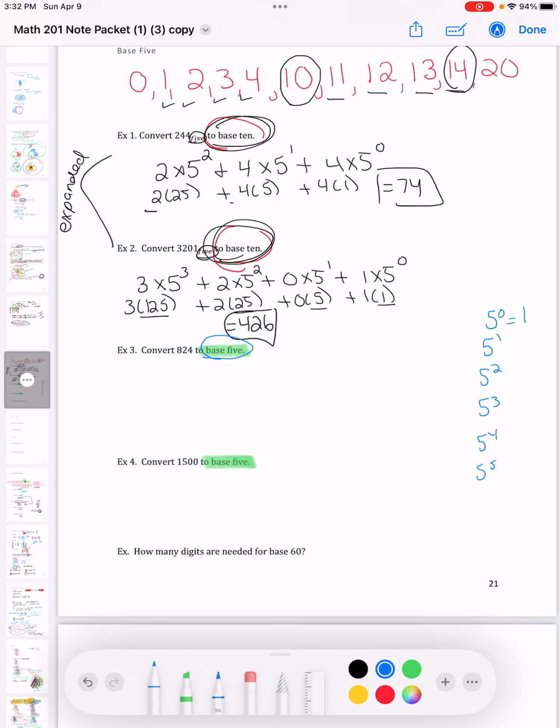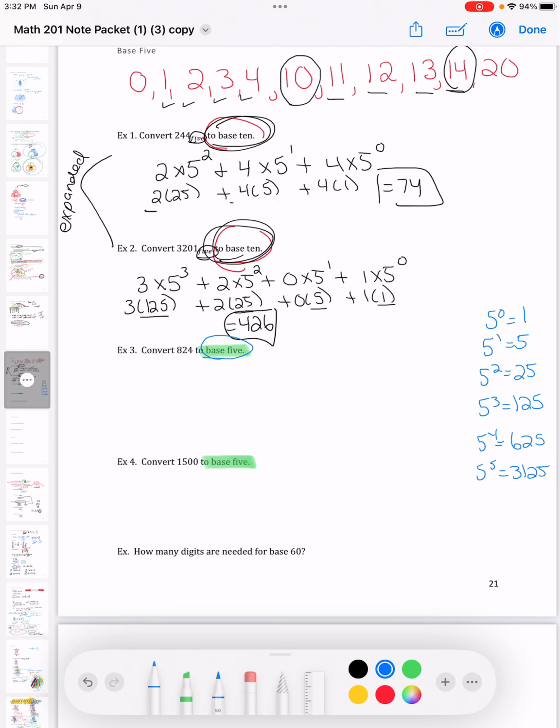Anything to the 0 power is 1. 5 to the first is 5. 5 squared is 25. You might have to type some of these other ones in, and that's perfectly fine. You do not have to have them memorized. But so I don't have to come up with them in my head, I'm just going to sketch these off to the side.